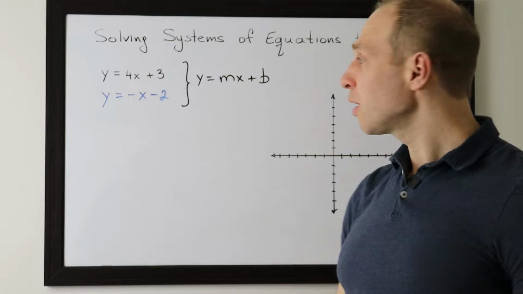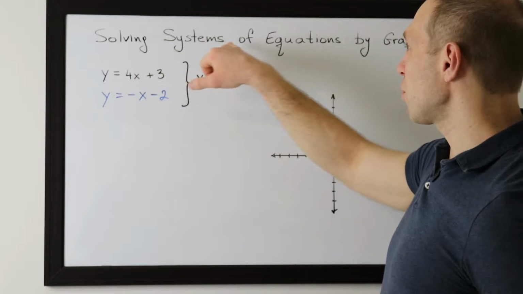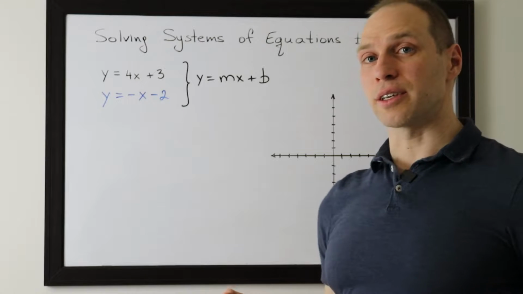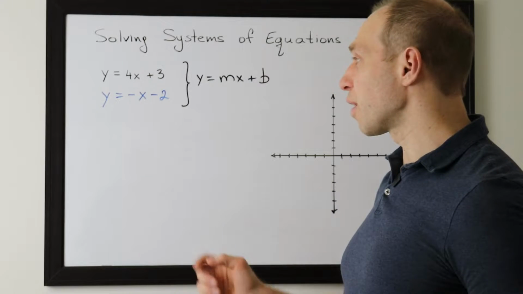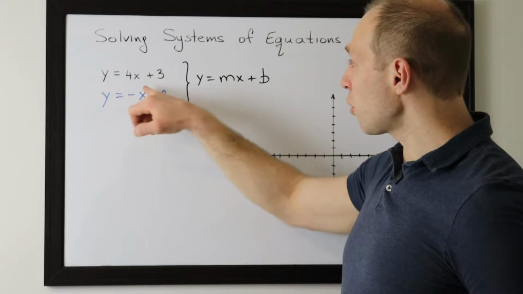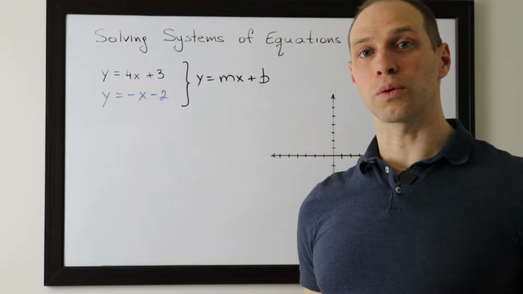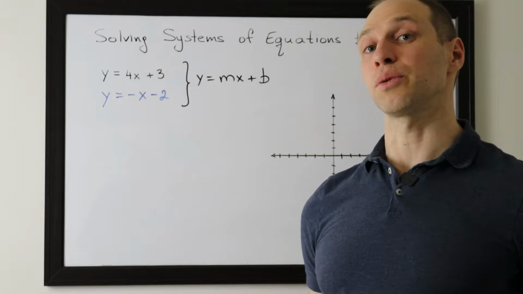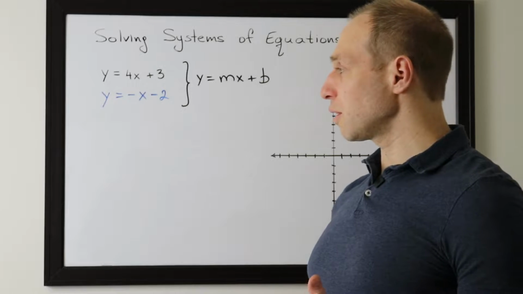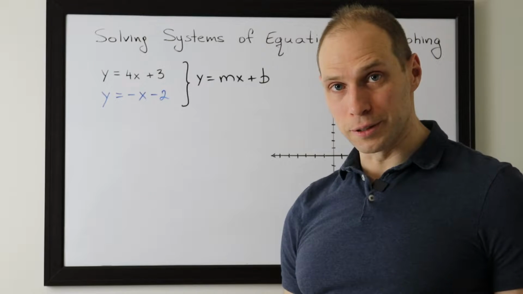Whenever we have two linear equations and we're being asked to solve a system by graphing, the question is really asking us to find a point where these two lines cross. As long as two lines have different slopes, they will always find a place where they will intersect.